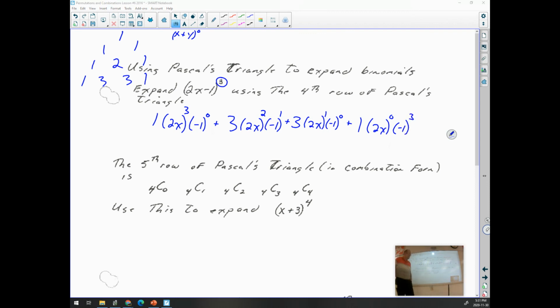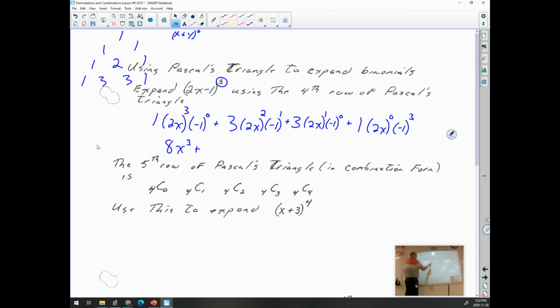Now we have to tidy this up. Remember that when we have 2x to the power of 3, we are going 2 to the 3, x to the 3. We're not just applying the cube to the x, we're applying it to the coefficient also. So what we end up with here is 8x cubed.